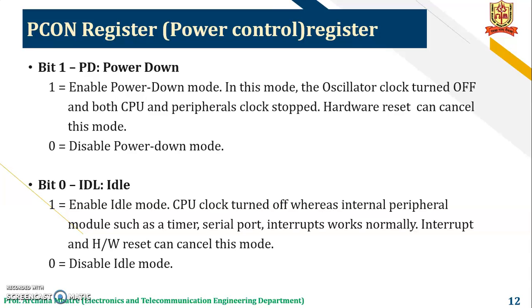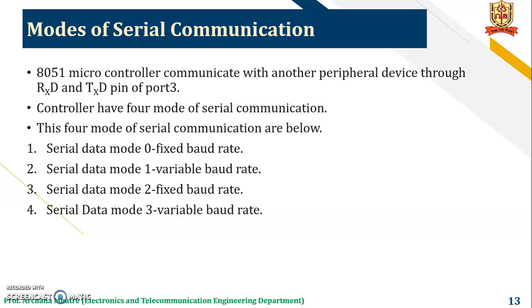Now next is bit number 0, that is IDL, the idle bit. If it is 1, then it enables the idle mode of the 8051 microcontroller. The CPU clock turns off, whereas internal peripheral modules such as timer, serial port and interrupt work normally. Interrupt and hardware reset can cancel this mode. If it is 0, then it will disable the idle mode.